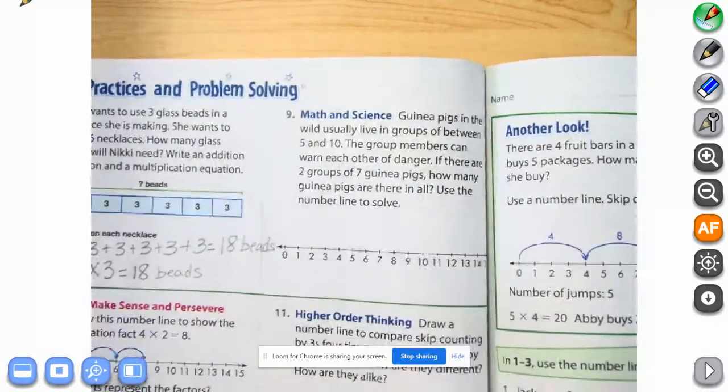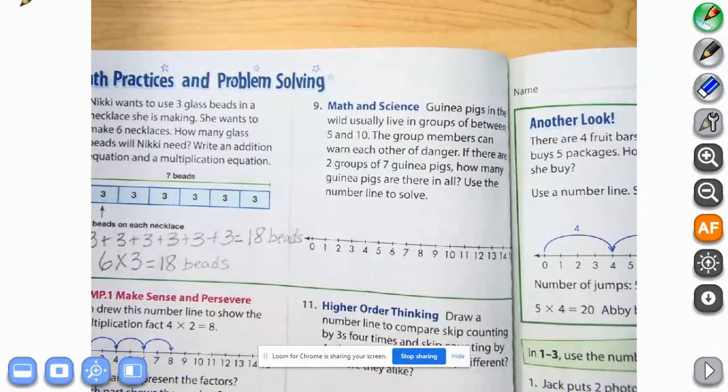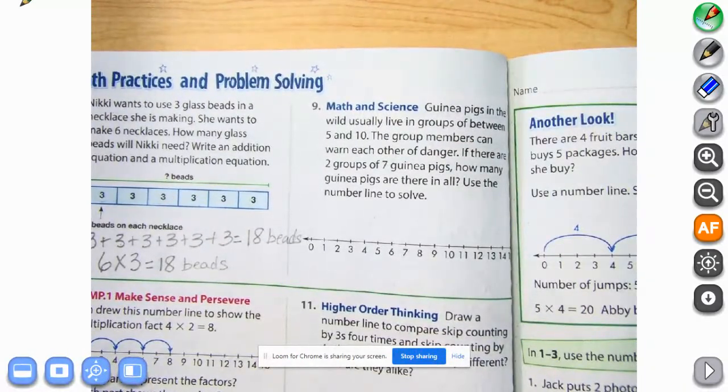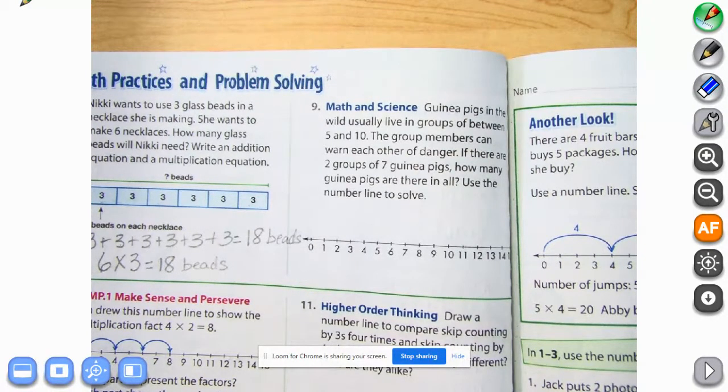All right, number 9. Guinea pigs in the wild usually live in groups of between 5 and 10. The group members can warn each other of danger. If there are 2 groups of 7 guinea pigs, how many guinea pigs are there in all? Use the number line to solve.